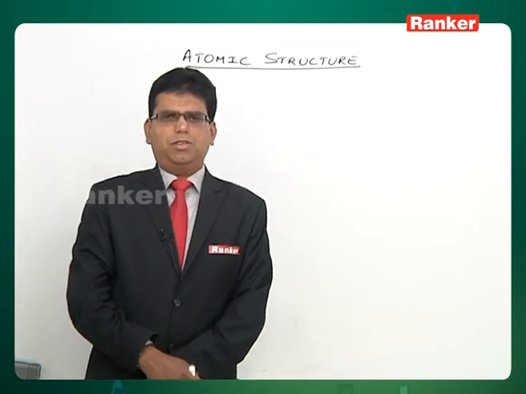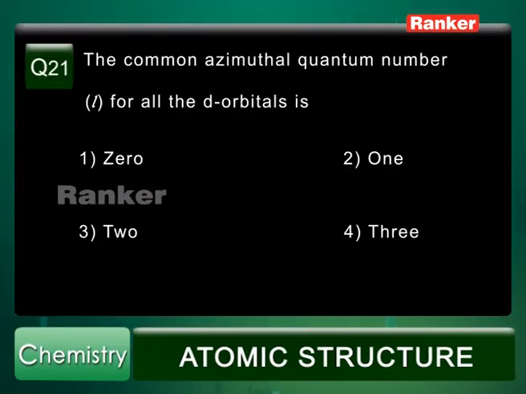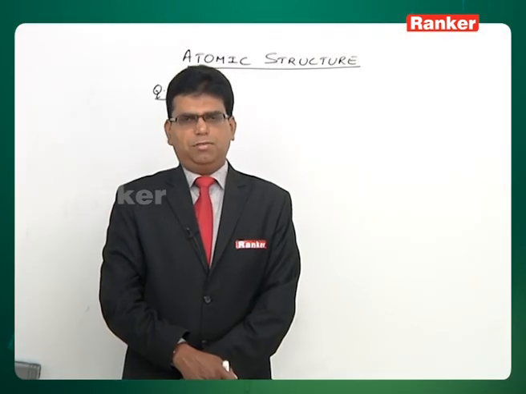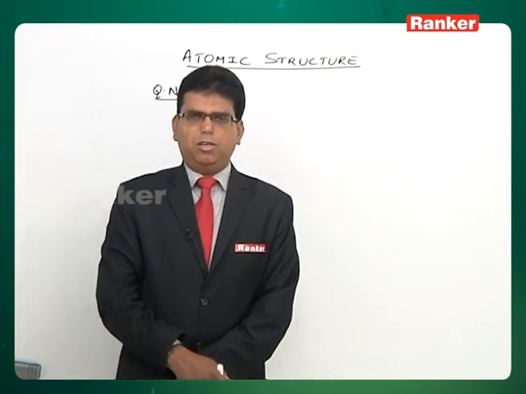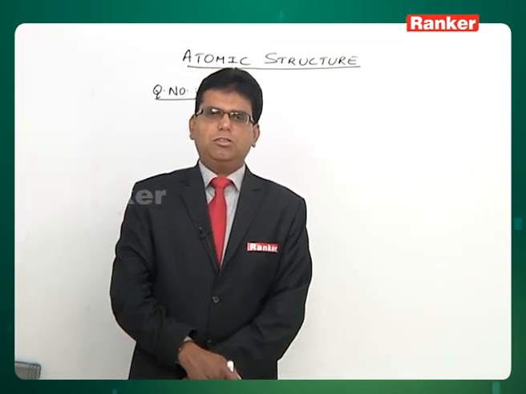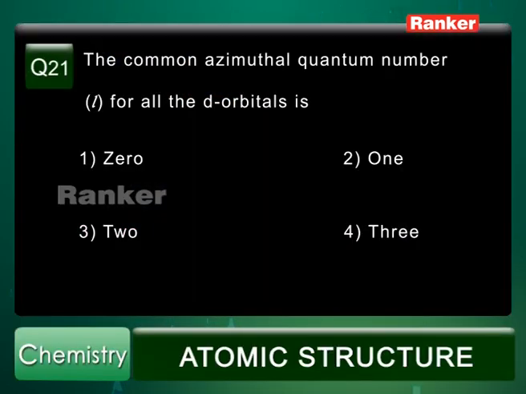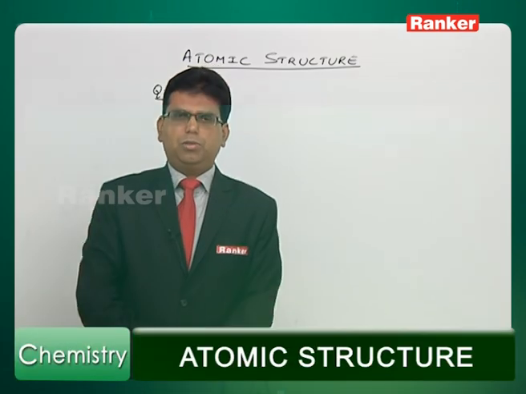In question number 21, it asks for the common azimuthal quantum number L for all the d orbitals. In the previous question, we had a similar question about the p orbital. There we already said that if L is equal to 1, then it is a p orbital. If L is equal to 2, it is a d orbital. So the answer is option 3. Now let's move on to question number 22.